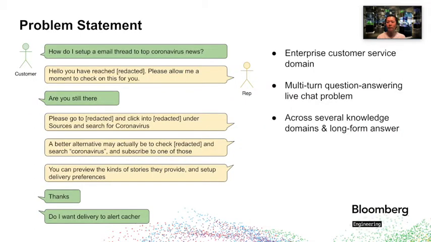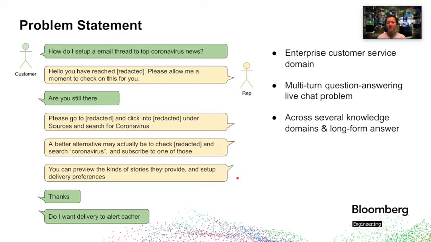Let's get into the problem we are trying to solve. The problem is in the enterprise customer service domain. A customer raises a question via live chat, and the representative is trying to answer the question. We want to assist the representative so they can better answer customer questions. This is a multi-turn question answering live chat, and the questions from the enterprise customer service are diverse and across several knowledge domains and typically have long form answers.